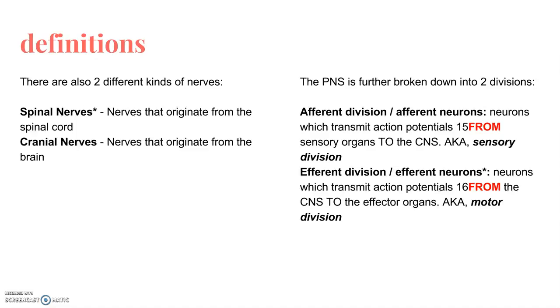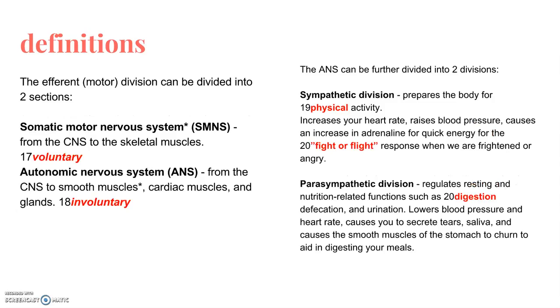And then the efferent division, or efferent neurons, these are the neurons which transmit action potential from the central nervous system to the effector organ, such as the motor division. We'll talk about that in class, so it'll make more sense for you. The efferent motor division can be divided into 2 sections. You have a somatic motor nervous system from the central nervous system to your skeletal muscles.